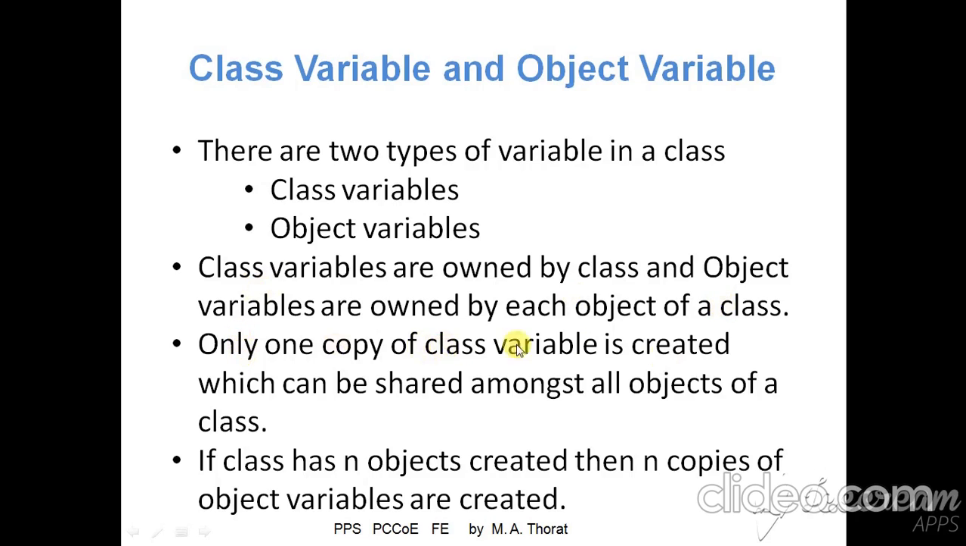What is the next feature of class variable? Only one copy of class variable is created, which can be shared amongst all objects of a class. Whereas in case of object variables, if a class has n objects created, then n copies of object variables are created. The demonstration of these 2 points we'll see in the further slides or execution of code. The basic point is class variable is a part of class and the object variable is nothing but the part of objects which are created by that particular class.